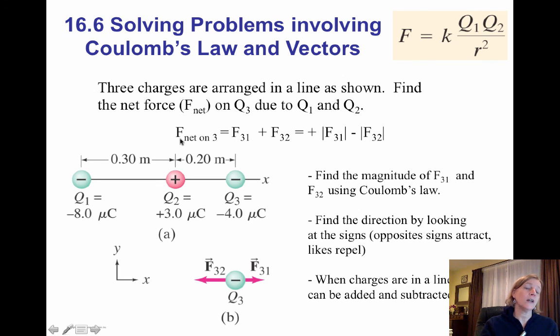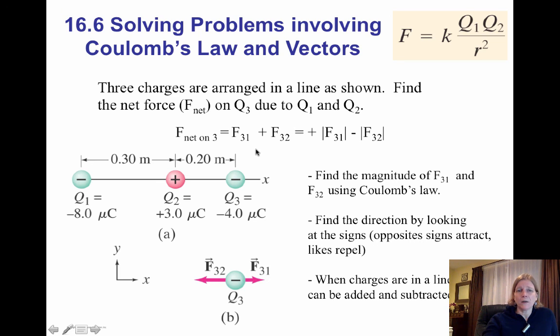So the net force on 3 is going to equal the force on 3 due to particle 1, and that's a vector, plus the force on 3 due to particle 2. So I would now go off and find the magnitudes of each of those forces. I would use Coulomb's law and do F equals K, in this case Q3, Q1, over the distance between 3 and 1 squared. And I'd figure out the force on 3 due to 2. I'd do F equals K, Q3, Q2, over the distance between 3 and 2 squared. So I get those magnitudes, and that would be step 1.